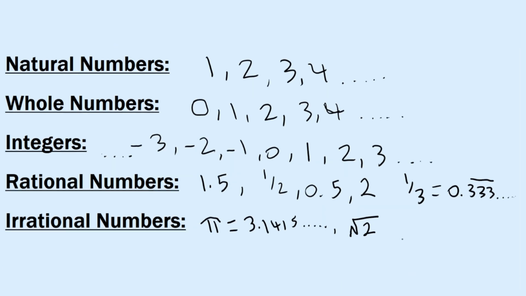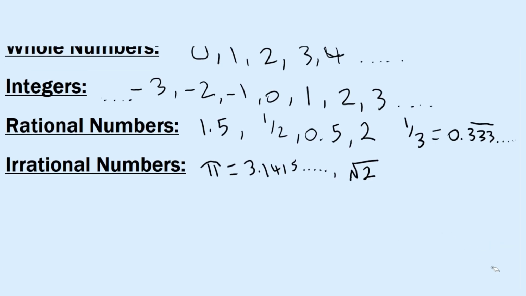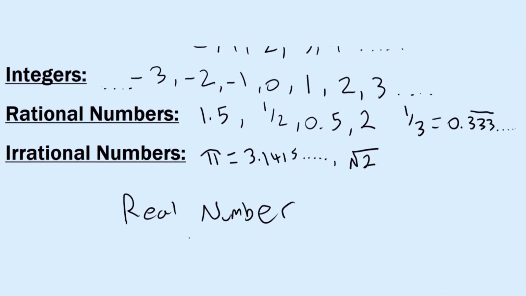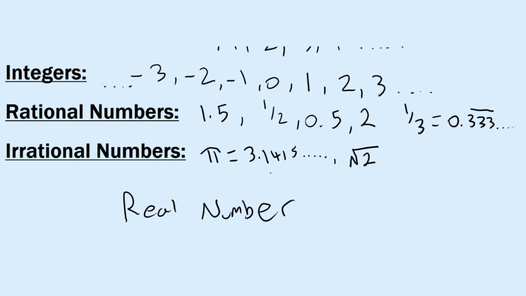So let's scroll down a little bit. And basically all of these numbers that I described here, every number there is a real number. So a real number is every number that I've described here. It's all the irrational numbers, all the rational numbers, integers, whole numbers, natural numbers. So these are all real numbers. Everything here. So why are we calling them real numbers?